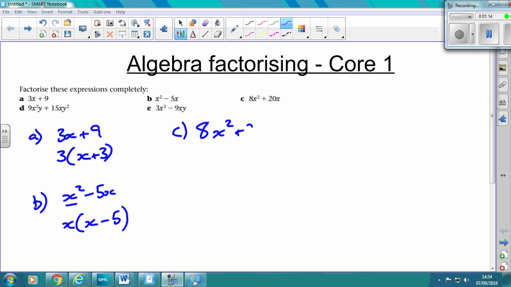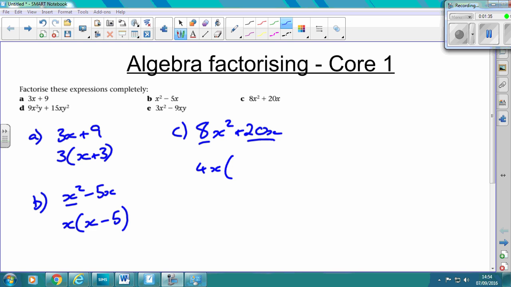Question C. 8x squared plus 20x. So now we're going to combine what we did in both part A and part B, and there's a number and a letter that goes into both of it. So even though 2 goes into both of these, you've got to find the biggest number. So 4 is the biggest number that goes into it. And also there's an x that goes into both. So we can take the x outside.